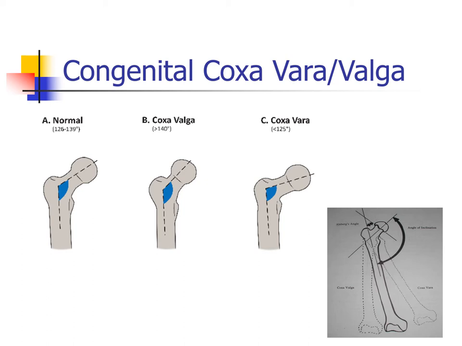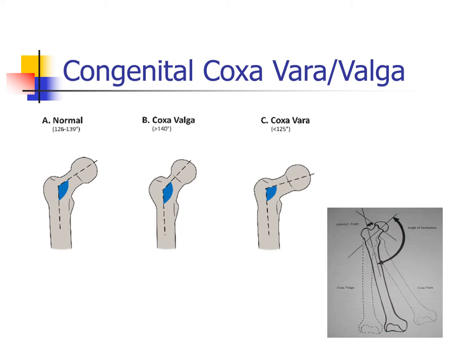Graphic in the bottom right-hand corner gives you some indication as to what's actually going on with respect to a possible leg length discrepancy associated with these disorders. And so when we're dealing with coxa valga, which is an increase in that angle of inclination, in order to maximize surface contact of the femoral head with the acetabulum, we're going to see potentially a longer limb.